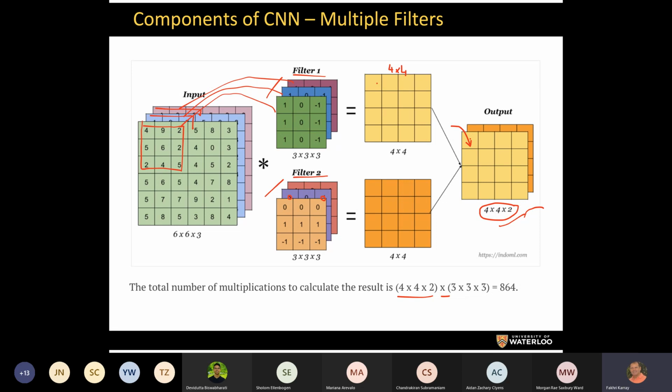So it's 4 by 4 by 2, which is the dimension of these two output elements, times, for each one of them, 3 by 3 by 3. I would like you to be able to know how to compute this number. This is also another component in CNN that you need to be familiar with.